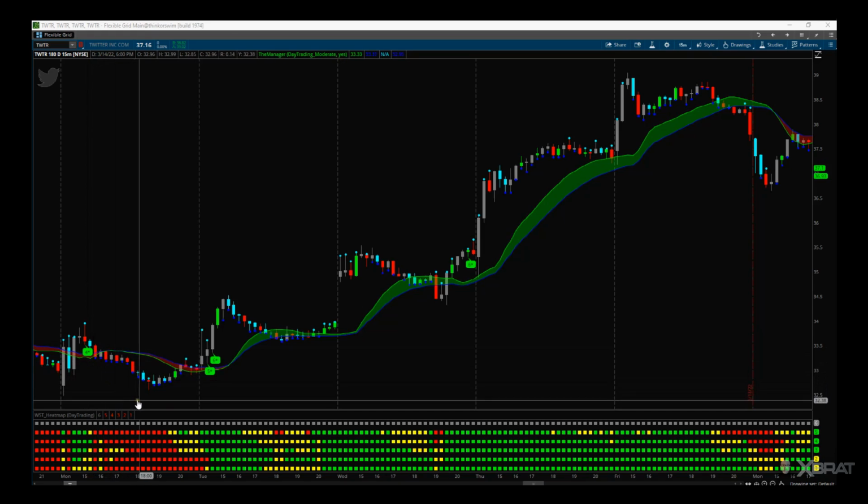We go into Tuesday, we get a 5-star buy signal here. We're 3 green, 1 red, 1 yellow. So we're still not good. But then we get a 6-star buy signal here on the xBratAlgo, and all of the time frames are green. We're good to go.